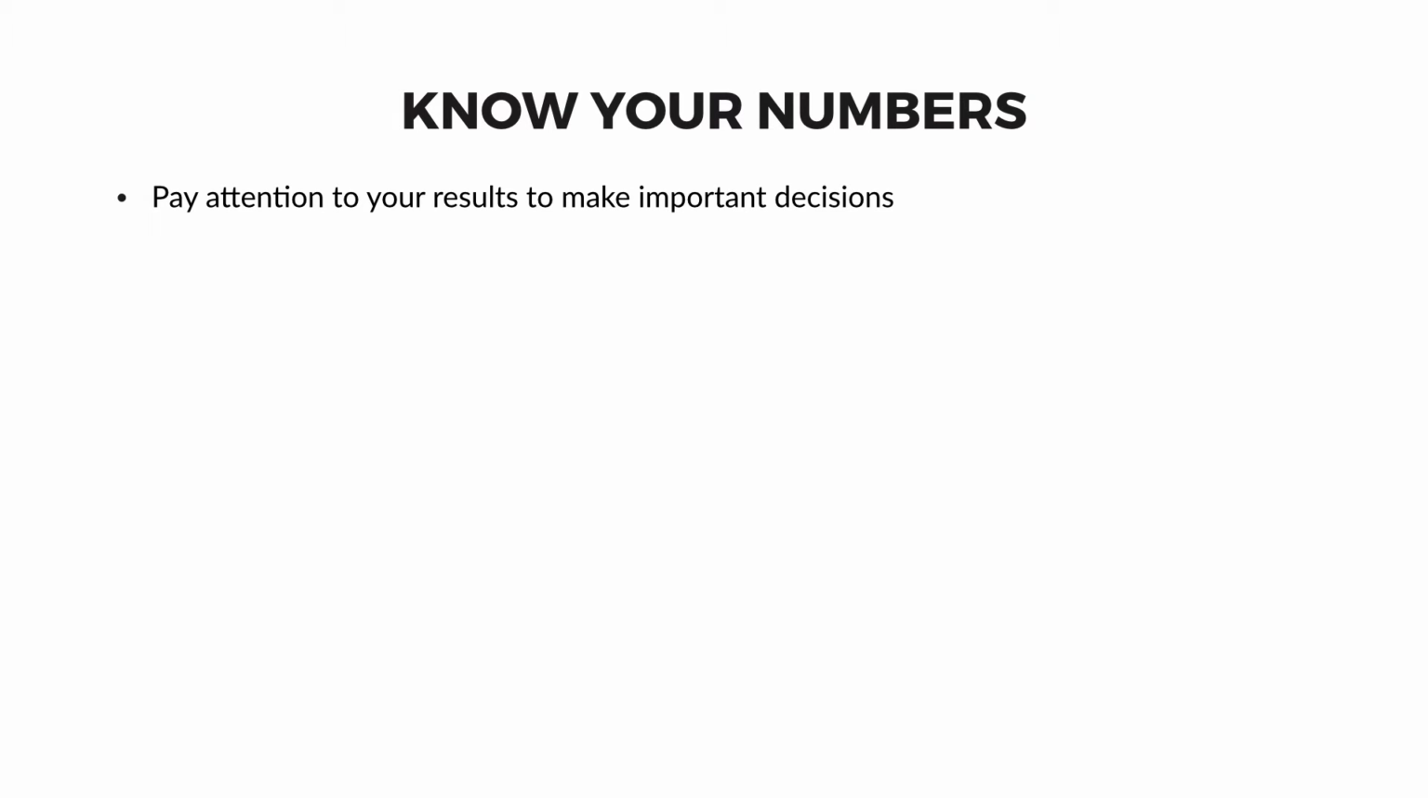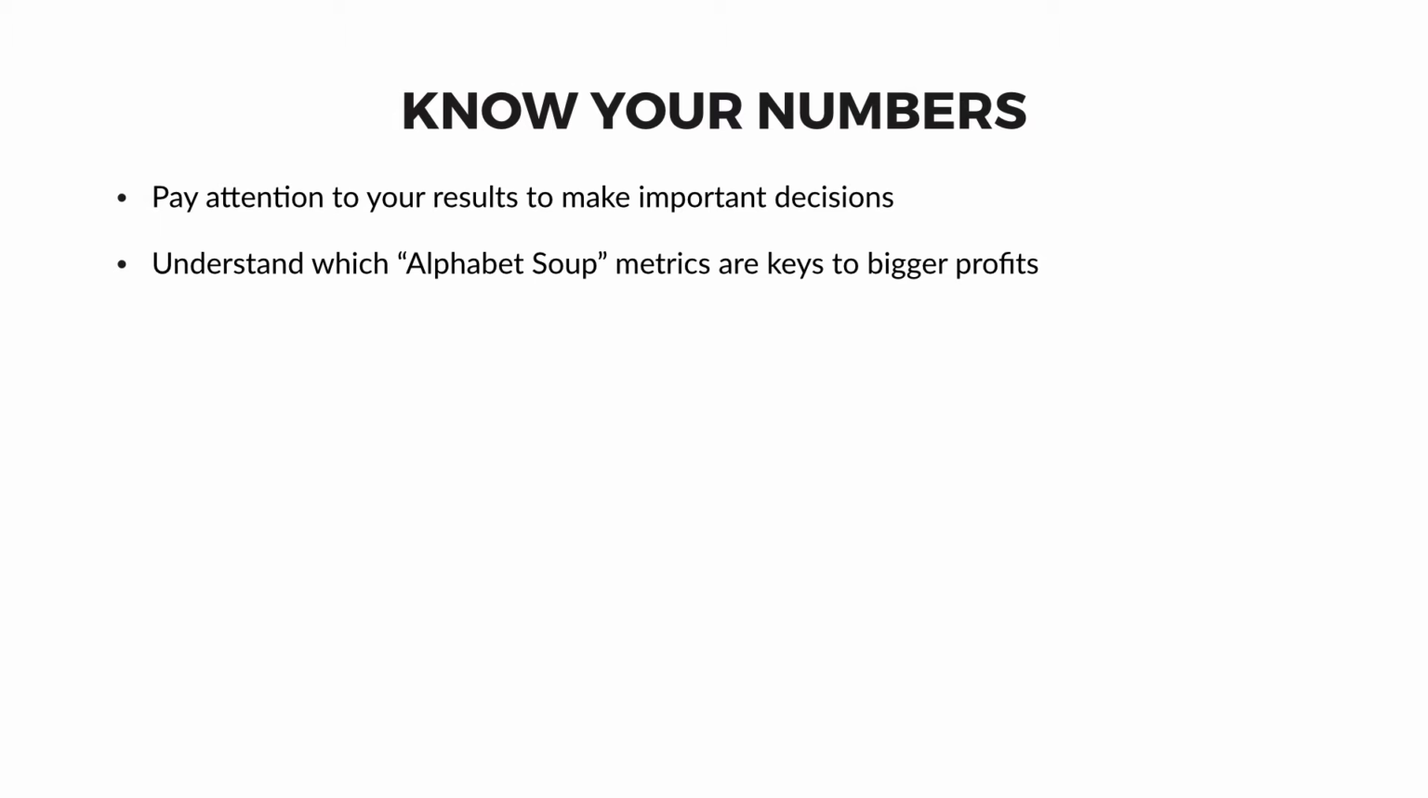In this module, I'll show you how to look at Facebook's reporting options so you know which metrics to pay attention to. Things like CPC, CPA, CTR, ROAS. It can be a real confusing alphabet soup. So put on your geek hat and let's get to know your numbers.